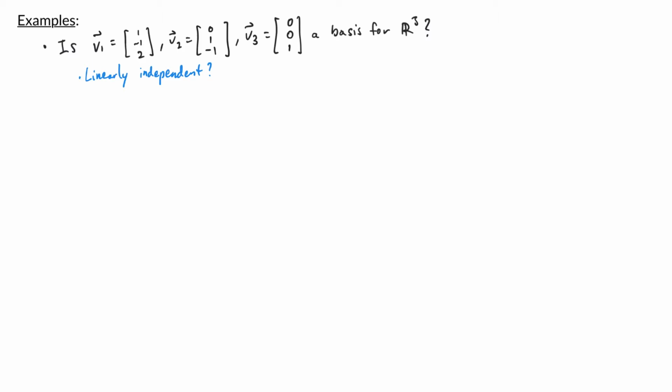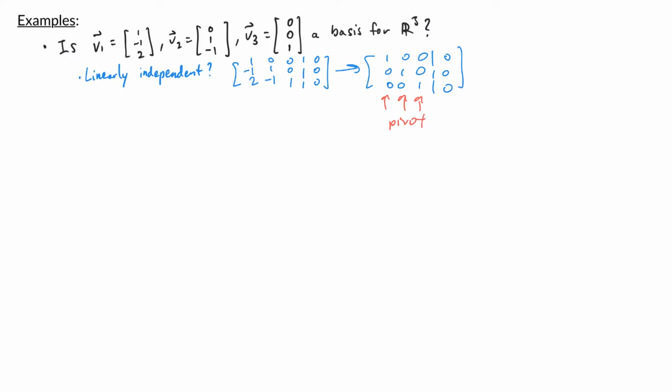If we make the augmented matrix 1, negative 1, 2, 0, 1, negative 1, 0, 0, 1, augment that with the 0 vector, this row reduces to the identity matrix augmented with the 0 vector. So again, all three columns here are pivot columns. So that tells me that yes, these are linearly independent vectors.